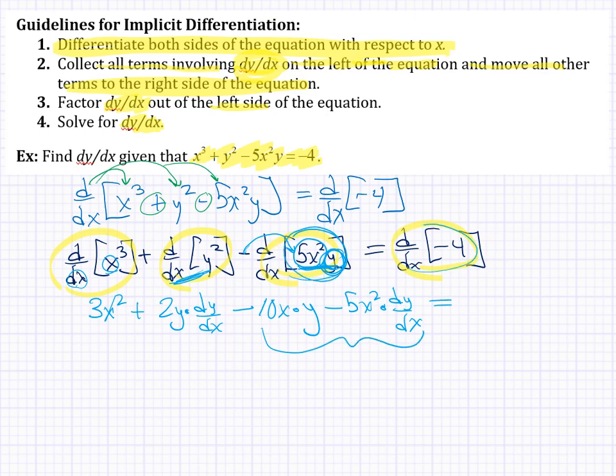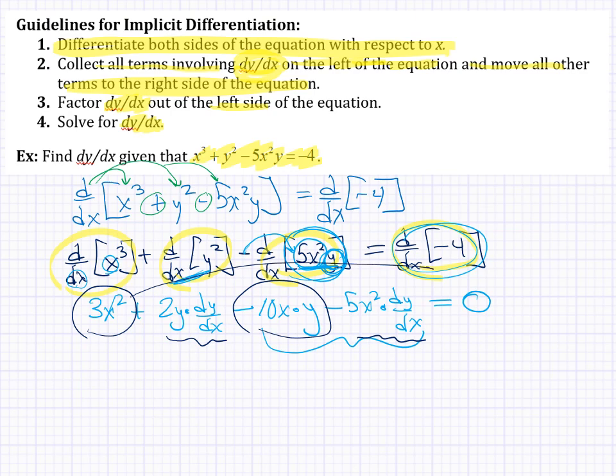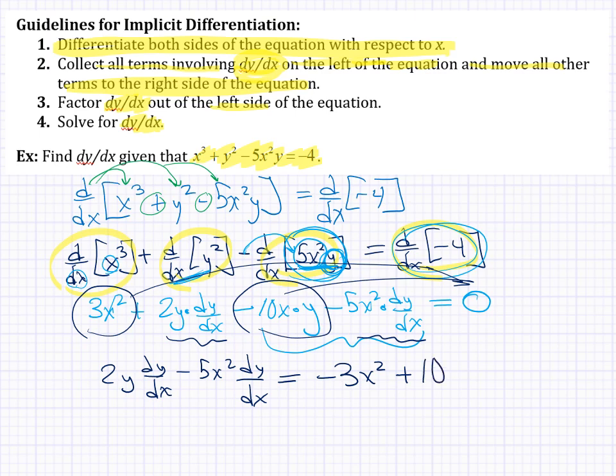And then on the other side, it's the derivative with respect to x of -4. It's the derivative of a constant. That's always going to be 0. And so what you notice is that this term has a dy dx in it, and this term has a dy dx in it. So I'm going to group them together. These other two terms don't have a dy dx, so I'm going to move them to the other side of the equation. So I have 2y dy dx minus 5x squared dy dx equals minus 3x squared plus 10xy.